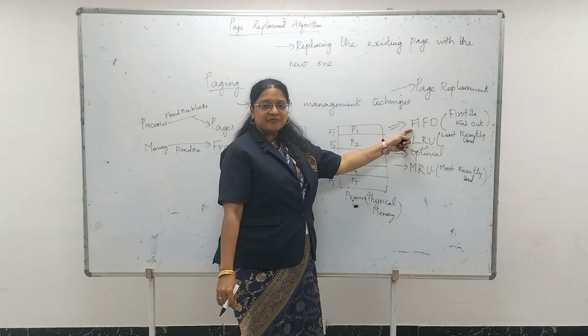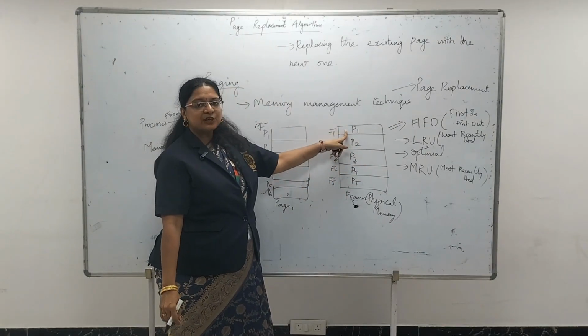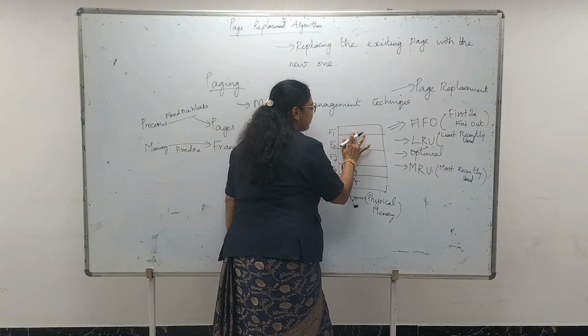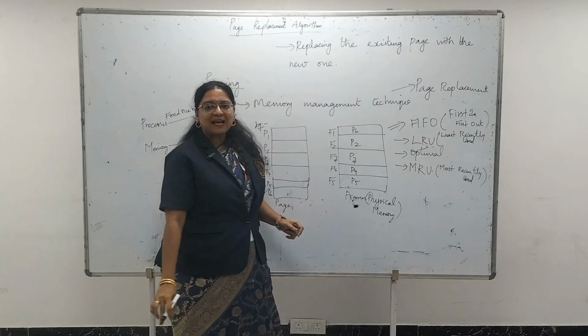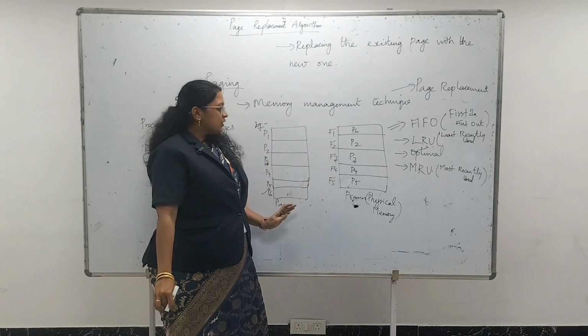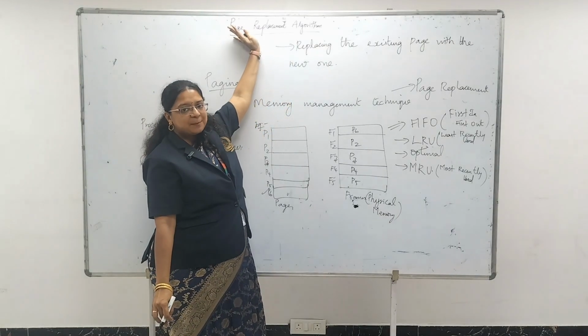First one is first in, first out. You need to replace the page which was inserted first. P1 is inserted first, so you are going to replace P1 with P6. That is the first in, first out principle. As per this principle, you replace the first page with the new one. That is replacing the existing page with the new one, which is a page replacement algorithm.